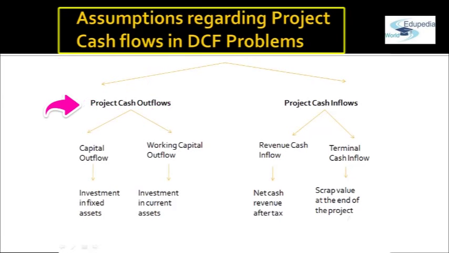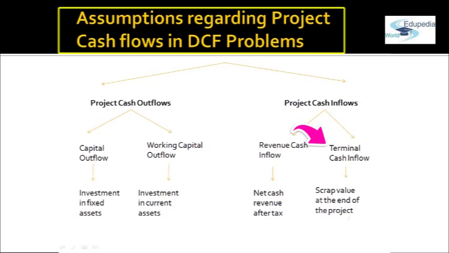So project cash flows could be a capital outflow, like purchase of an asset, and the working capital outflows. Capital outflow is the investment in fixed assets, and working capital is the investment in current assets. And the cash inflows could be the revenue cash inflow and the terminal cash inflow. Revenue cash inflow is the net cash revenue that you earn from the operations or because of that project after tax, and terminal cash inflow is, if you sold any asset, whatever scrap value is left.